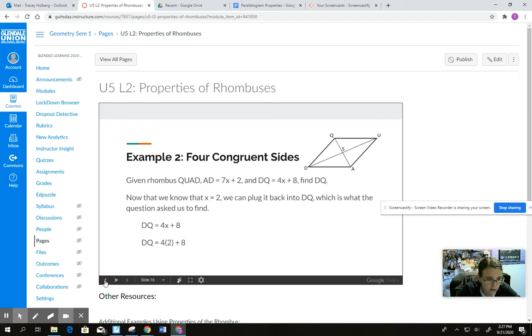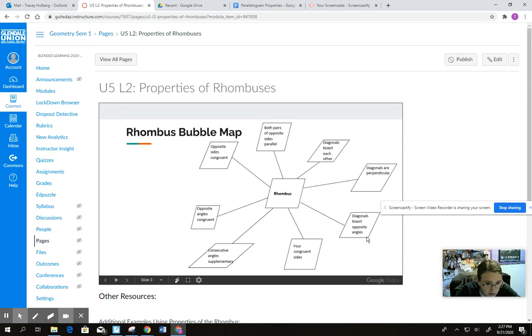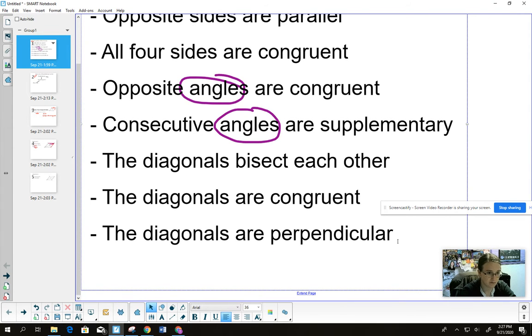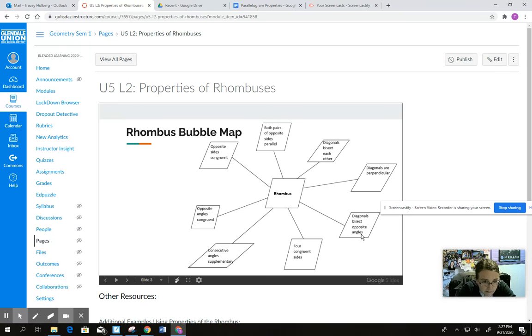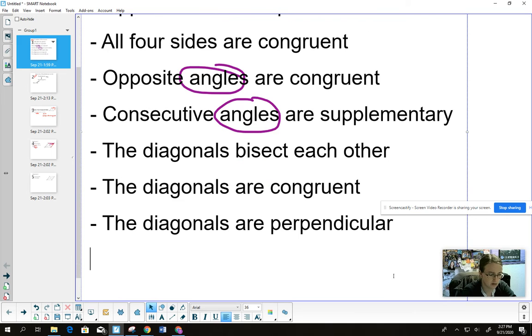Is that only true in a square? I thought it was true in a rhombus. The diagonals bisect opposite angles. Oh, I missed that one. Opposite sides congruent. 1, 2, 3, 4, 5, 6, 7. What did I mess up on?